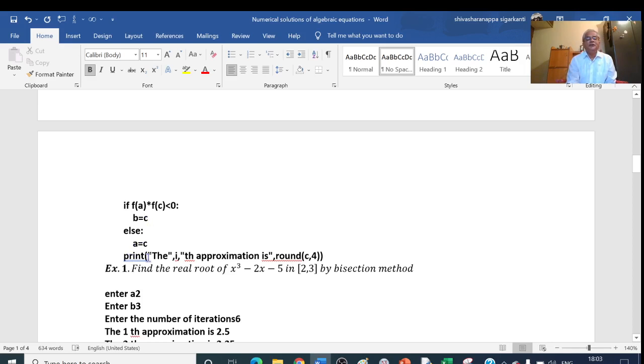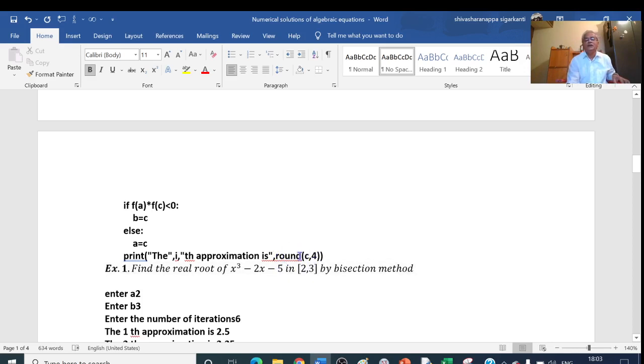Then what we do is print. We give the print for that particular approximation value. I have opened the double quote and closed the double quote. That means the text is printed, comma, i, the value of i is printed. Then again I have written this in double quote here. That is, the value of i is printed here, that is 1st, 2nd, 3rd, 4th, 5th, 6th. Approximation is, double quote closed here, comma, I have given the value of c here. So that c, the final value of c, is the approximate root of the equation.